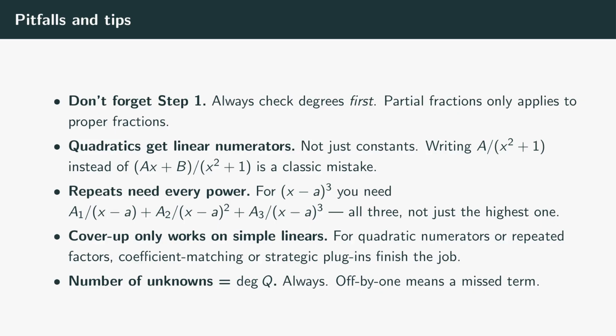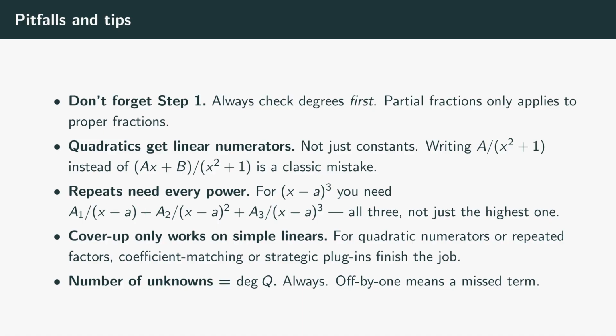Second, irreducible quadratic factors get linear numerators, not constants. The most common student error is writing A over the quantity x squared plus 1 instead of the quantity Ax plus B over the quantity x squared plus 1. The rule, numerator's degree is always 1 less than the denominator factor's degree.